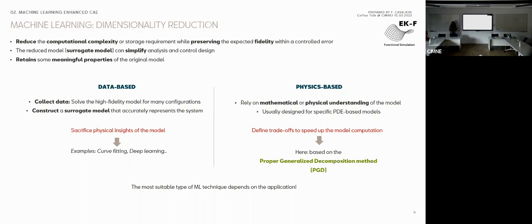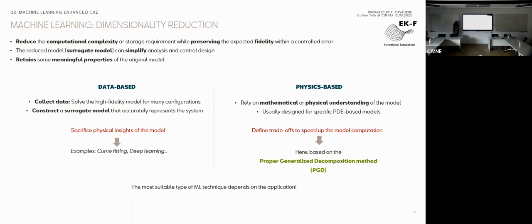There are different methods that we can consider. Usually, not only in the world of engineering, structural engineering, the most traditional and classical machine learning method based on dimensionality reduction is usually data-based. This means that we collect some data, we solve our problem for many different configurations, and based on this data, we construct a surrogate model. But we sacrifice somehow the physical insight because we are just collecting data, and depending on our choice on how well we collect this data, we will have some results which will hide some physical insights because, okay, this comes from real simulations, but still the machine learning model itself doesn't have information on the physics.